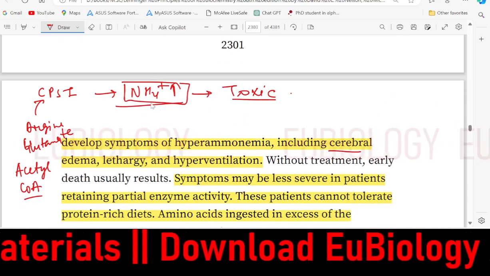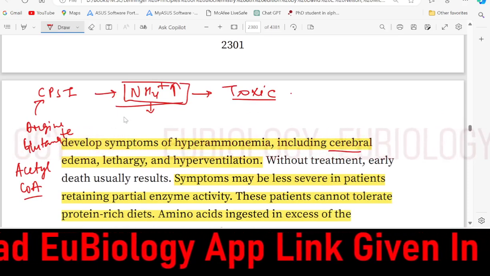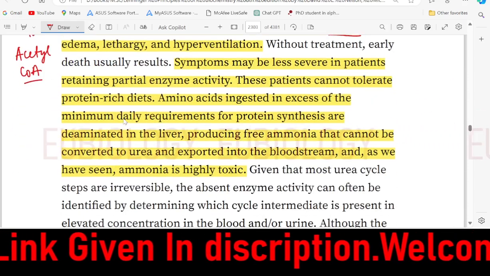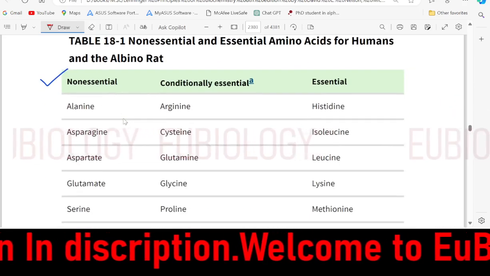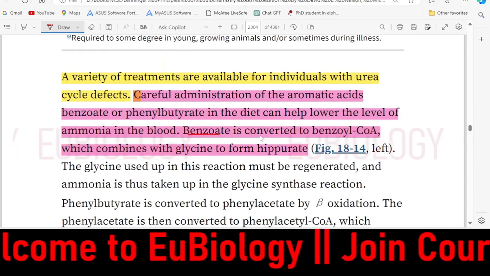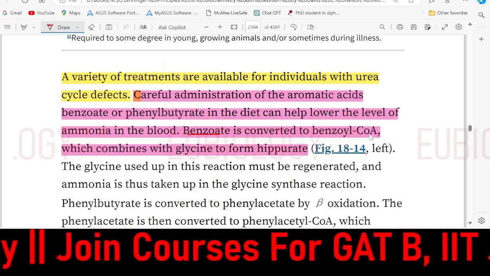Otherwise, what we can do, we can add this ammonia with the artificial chemical in form of the medicine like benzoate. Okay, so once you'll add with the benzoate, so benzoate will be converted into the benzoyl coenzyme.